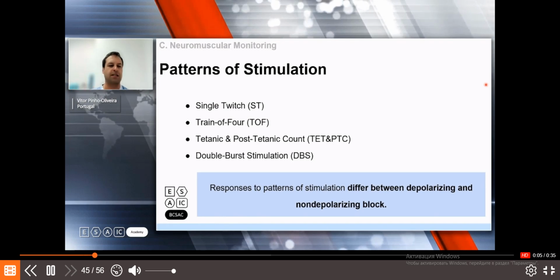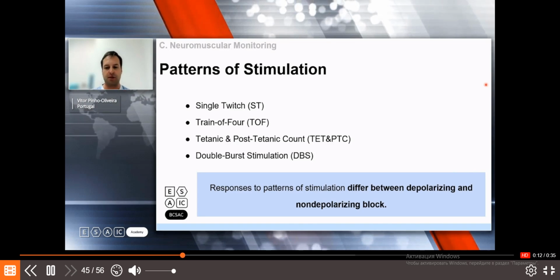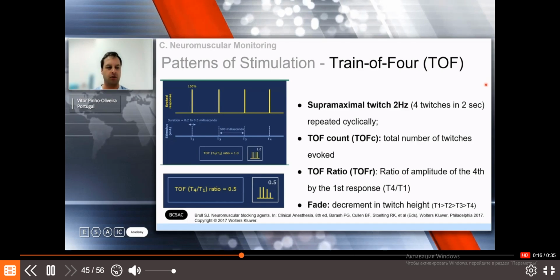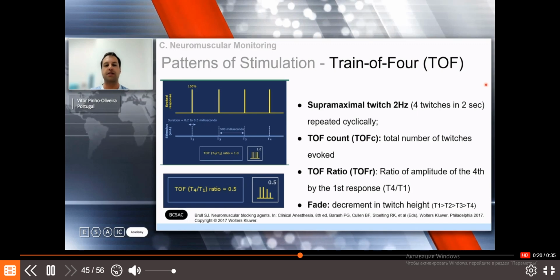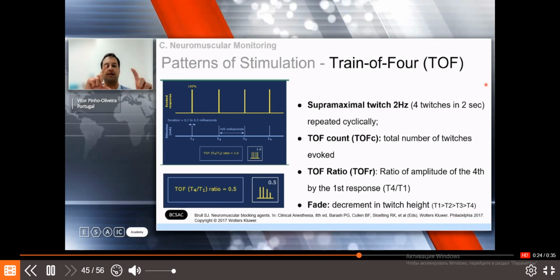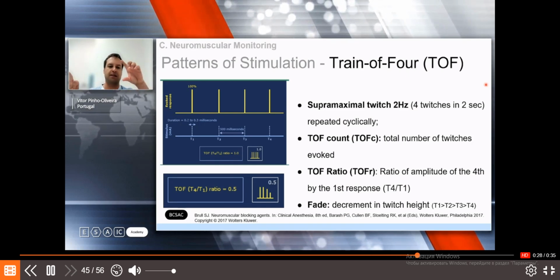We have typically 4 types of patterns: the single twitch, train of 4, tetanic, and double burst stimulation. The responses differ between depolarizing and non-depolarizing block. The train of 4, most commonly known, is a supramaximal twitch of 2 Hz in 2 seconds, counting the number of twitches evoked, and the ratio is the amplitude of the 4th response by the first one.